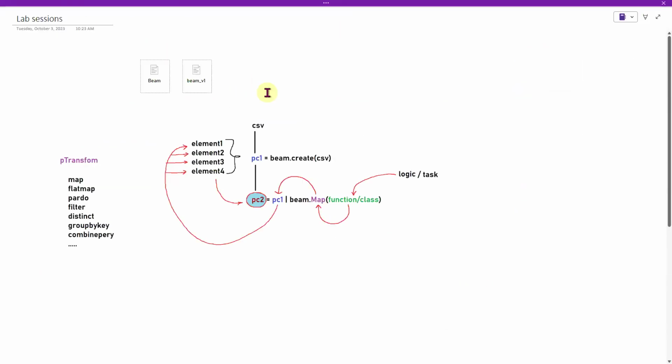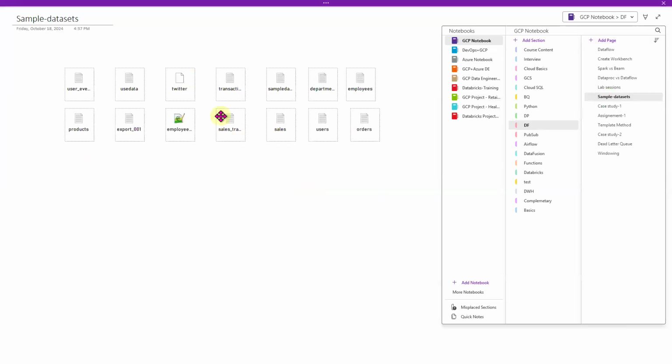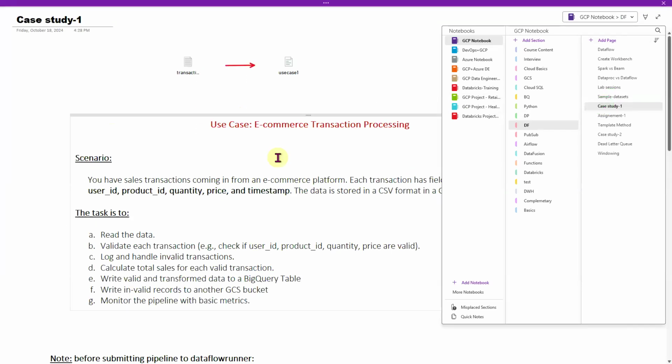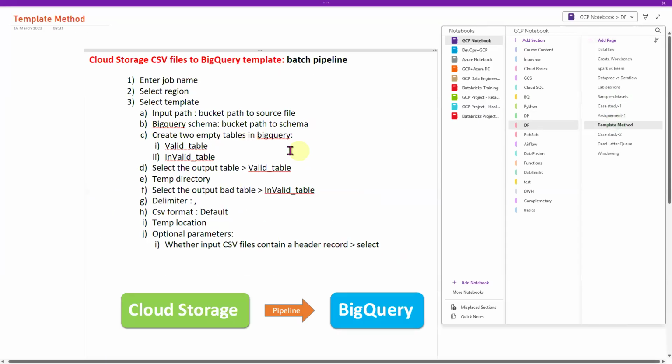We are learning Apache Beam here. Each and every topic about Apache Beam and transformations, everything we are going to learn. After that, you have a sample data set for practice. Case study 1, assignment 1, template method of creating the pipeline.